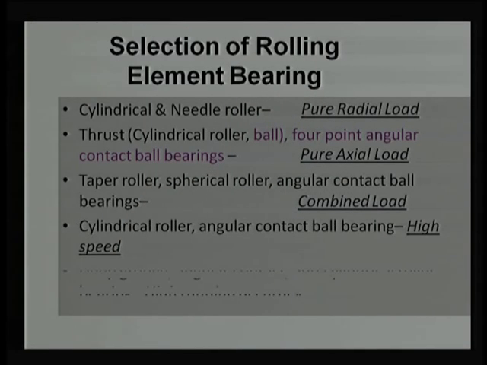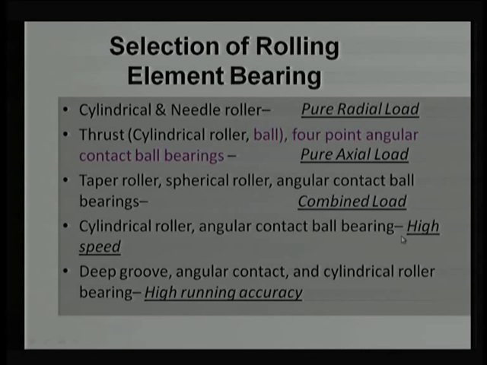However, other than the load option, if we have a requirement for a high speed application, or we require extremely high running accuracy, then we have a different option. Deep groove ball bearings generally have more confined rollers. They will provide better support to the spindle or shaft. That is why they can be named for high running accuracy, or closely confined roller bearings can be used for that purpose. Coming to the high speed application, where we require lesser contact, in that situation we can recommend a cylindrical roller bearing with liquid lubricant or an angular contact bearing with liquid lubricant.